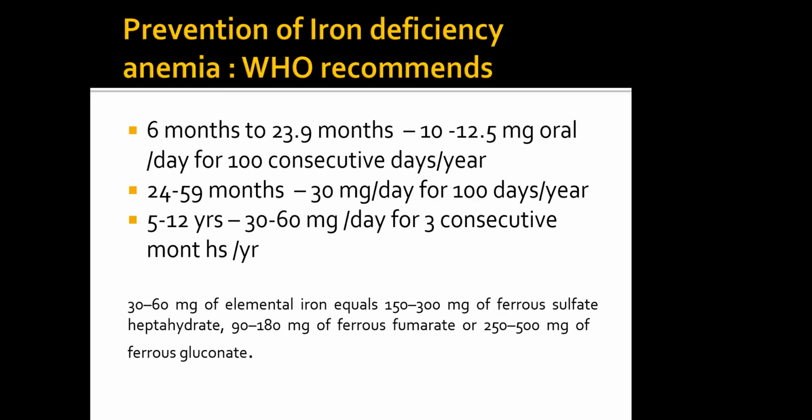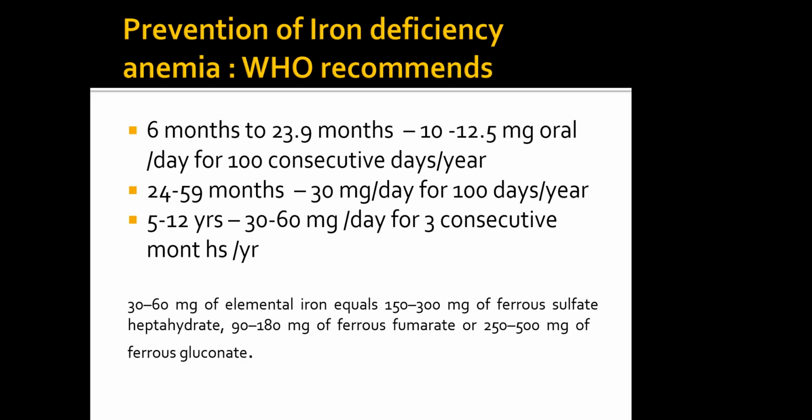Then a word about prevention for iron deficiency anemia. What are the recommendations? So how do we prevent iron deficiency? The WHO recommends that for children 6 months to about 2 years of age, you should be giving them between 10 to 12.5 milligrams of oral iron for 100 consecutive days per year, which means that for 3 months, they should be getting this iron supplementation. Then for 2 to 5 years, it is 30 milligrams per day, again for 3 consecutive months. And for 5 years to 12 years, it increases to 60 milligrams per day for 3 consecutive months per year.